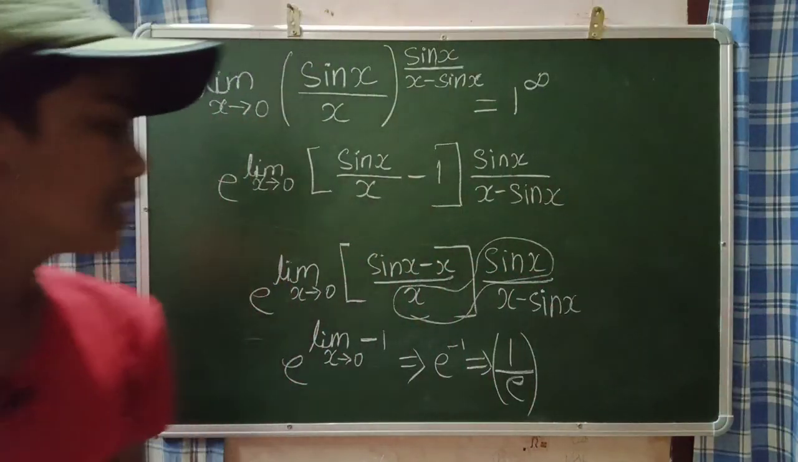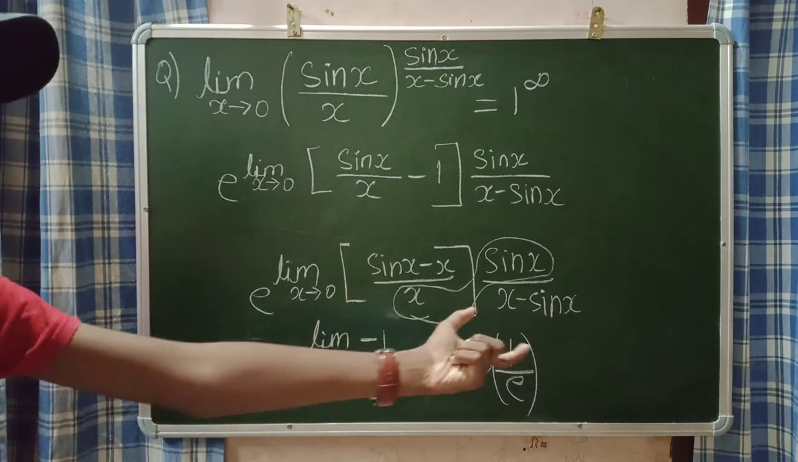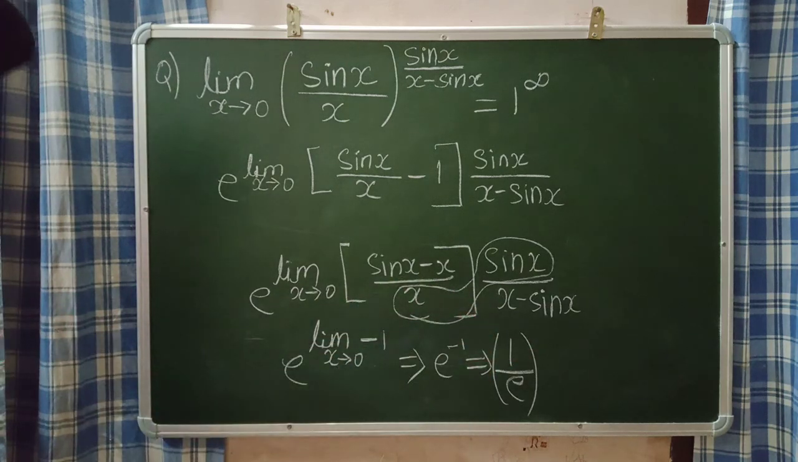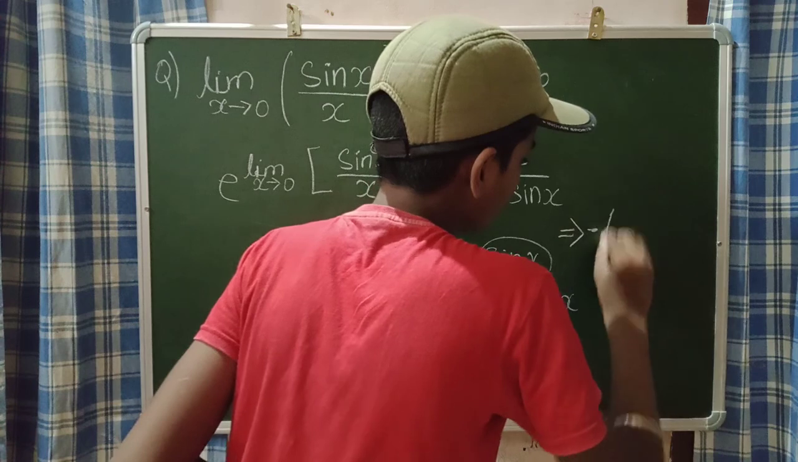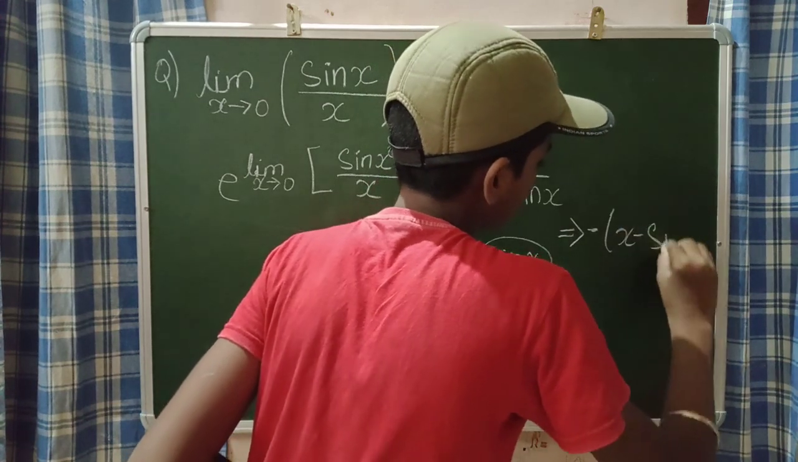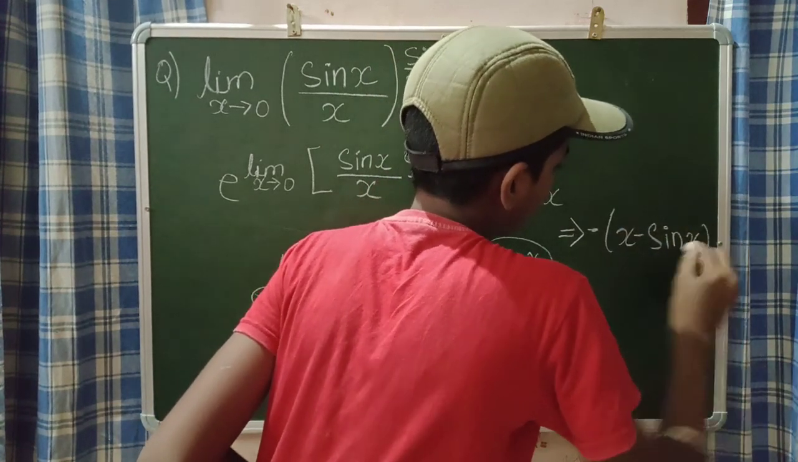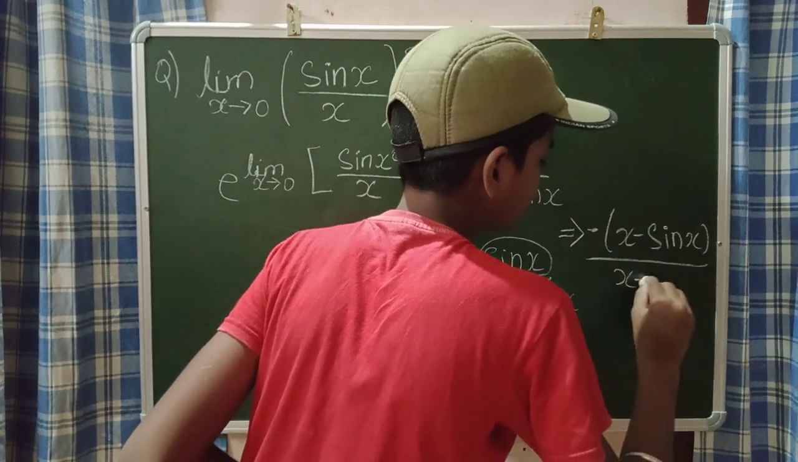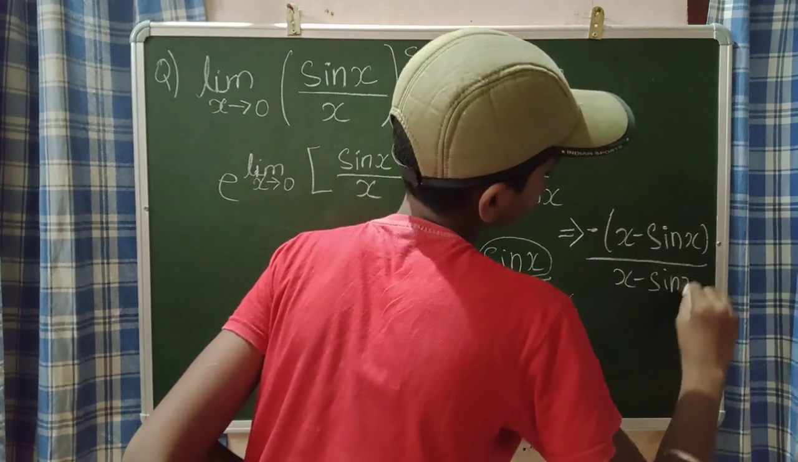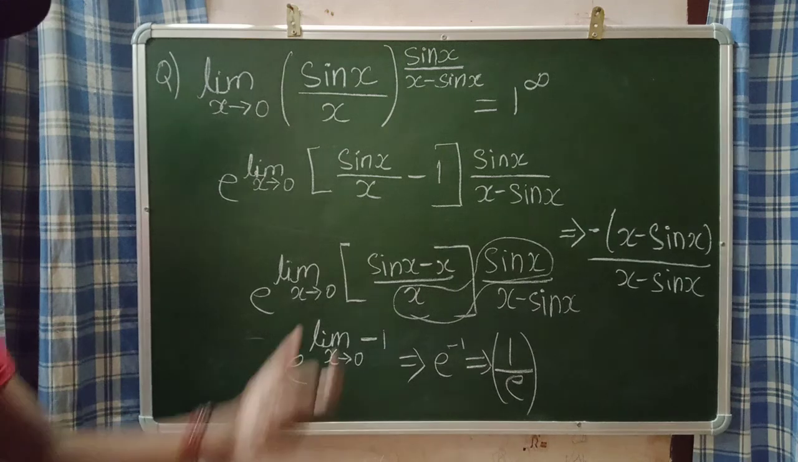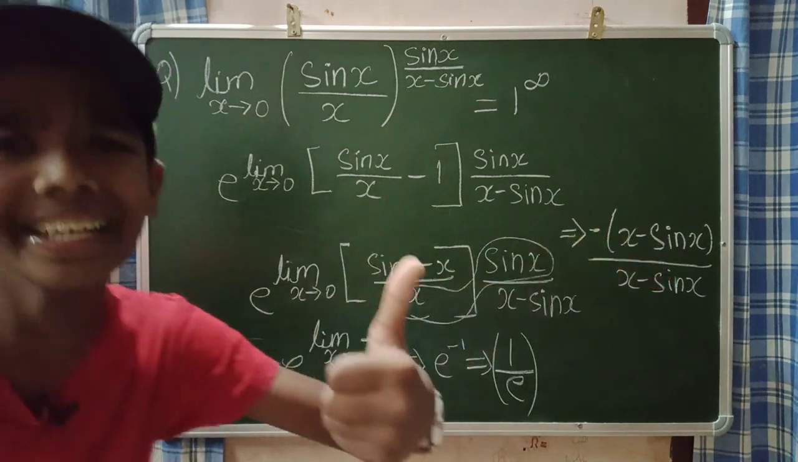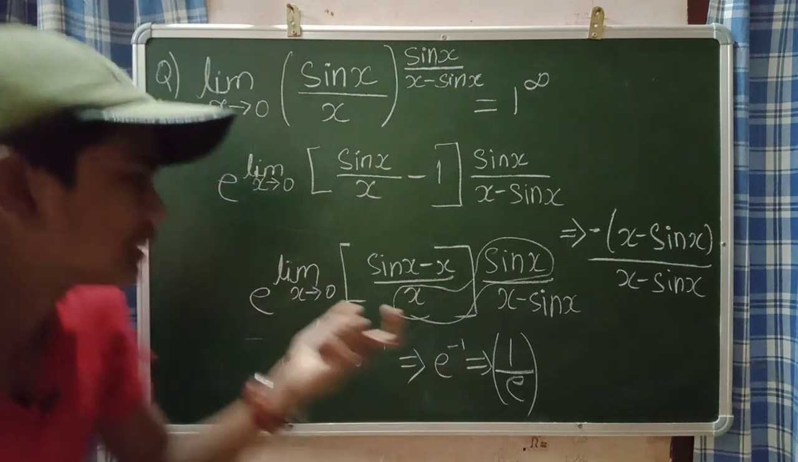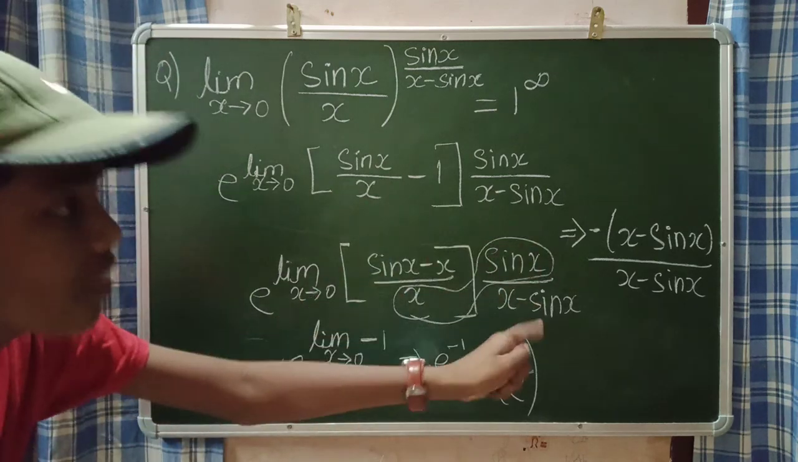Now you guys will ask, how did I get (sin x minus x) divided by (x minus sin x) as minus 1? That's by the factorization method. Can't I write this as minus of (x minus sin x) divided by (x minus sin x)? Can't I write like this? So what I am doing is I am just writing sin x minus x as minus of (x minus sin x). That's a basic thing. Sin x minus x can be written as minus of (x minus sin x).